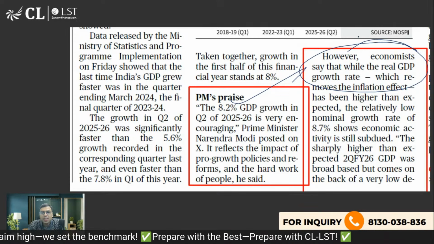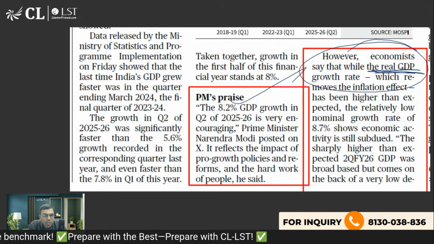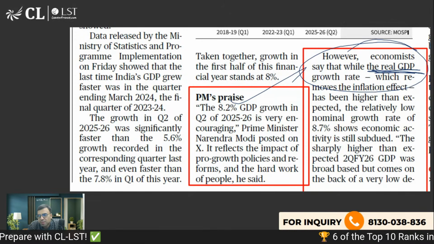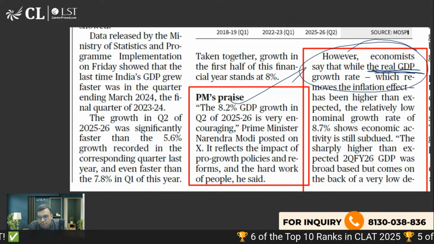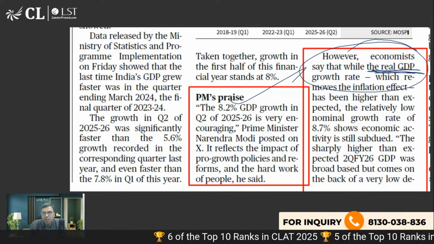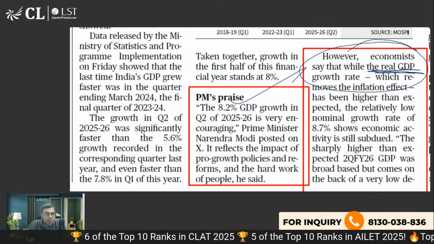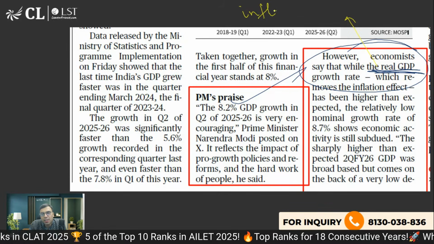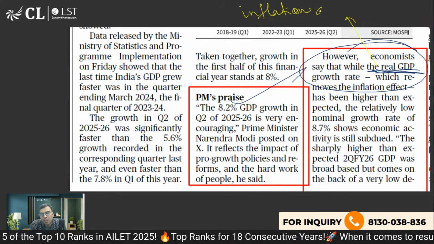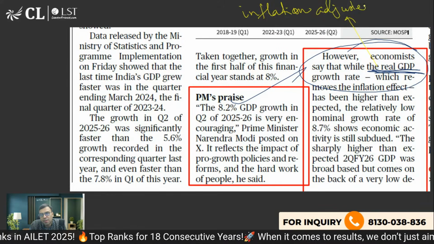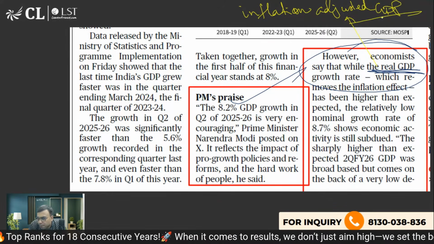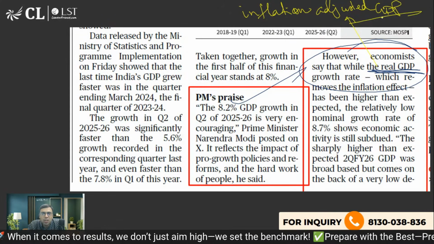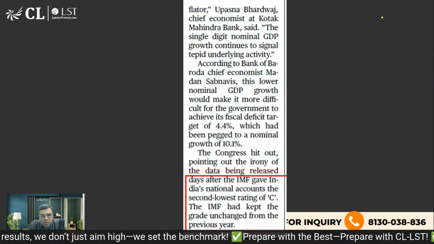ठीक है. अच्छा, एक चीज और बताइए, यहाँ पर रियल जीडीपी क्या होता है? What is real GDP and how is it different from nominal GDP? What is the meaning of real GDP? Real GDP means inflation adjusted GDP. That is what it means. And if you have not adjusted, it is called nominal GDP. है ना?